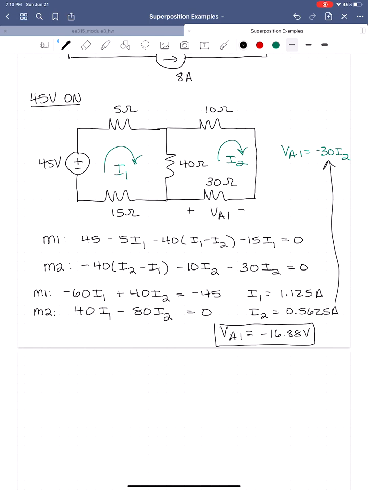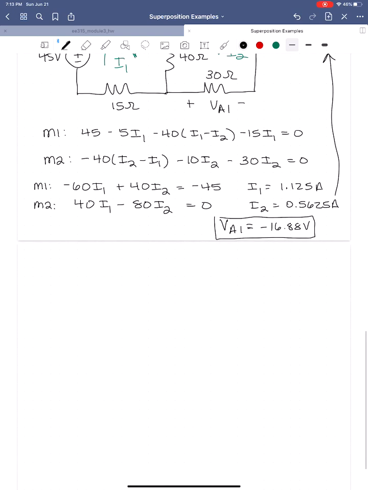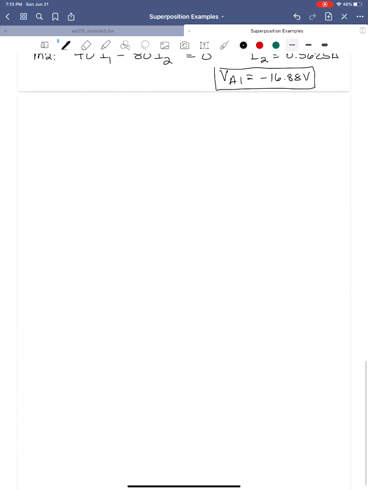Okay, so let's do our next one. It's going to be 10 volts. Yes, 10 volts on. So with the 10 volt source being on and the 45 volt source now off, we'll have a short circuit there. We'll have our resistors here.